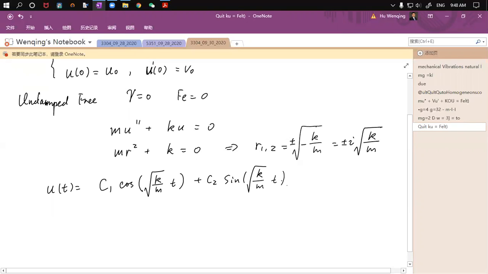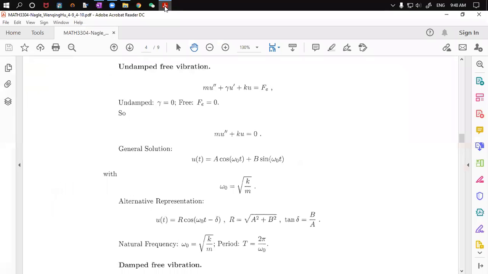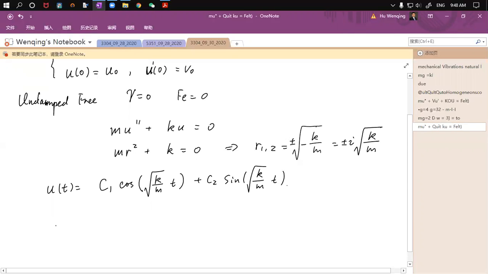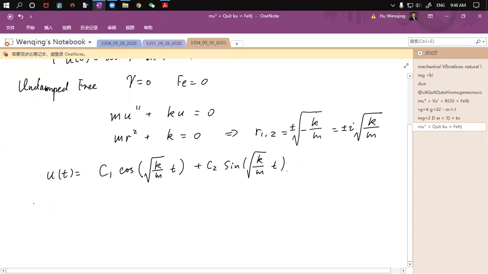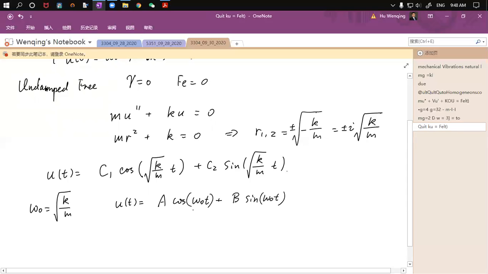Is that good, family? Okay, so that's going to be a very simple situation where you have undamped free vibration. The general solution is going to give you such a form. In general, it can be written as follows: if you set omega 0 equal to square root of k over m, then u of t is equal to a cosine of omega 0 t plus b sine of omega 0 t. So that's going to be the situation.